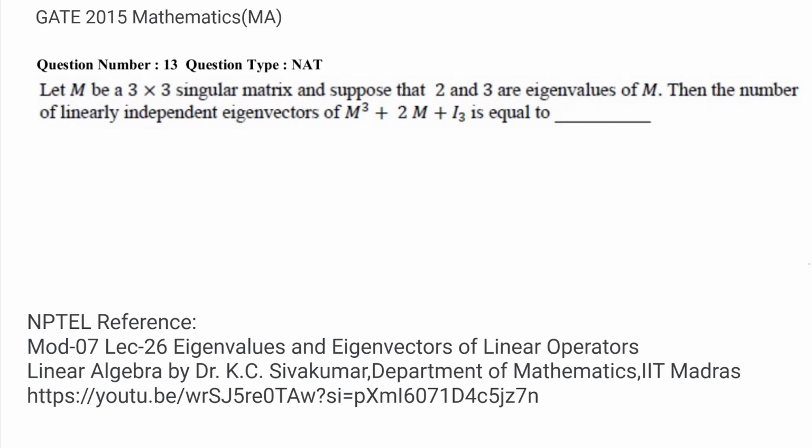And it is given two more conditions, that 2 and 3 are its eigenvalues. So in total we have 0 as one of its eigenvalues as it is a singular matrix, and 2 and 3 as the other two eigenvalues. As it is a 3x3 matrix, it has three eigenvalues. So in total we have 0, 2 and 3 as its eigenvalues. Then it is asked the number of linearly independent eigenvectors of the matrix M cube plus 2M plus I3, where I3 is nothing but the identity matrix of order 3x3.